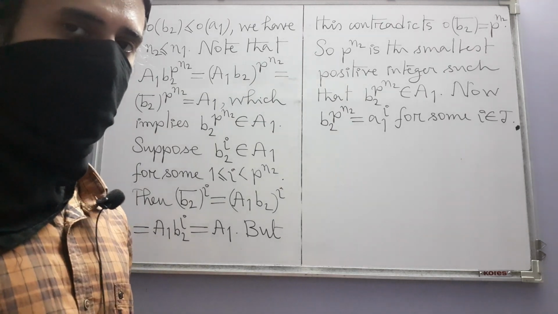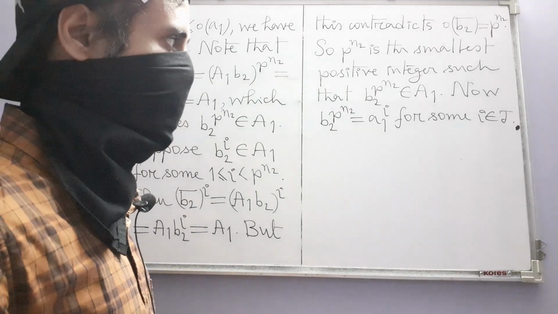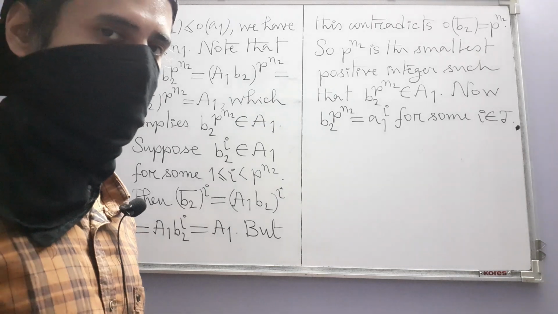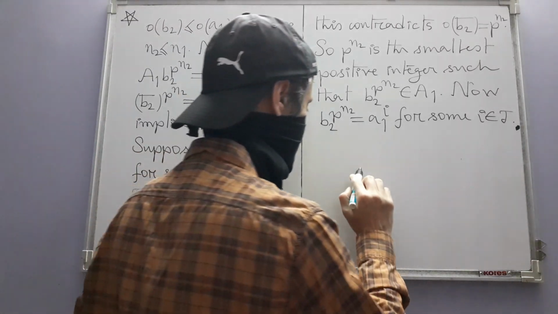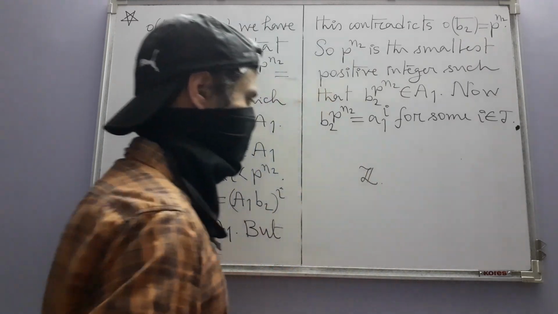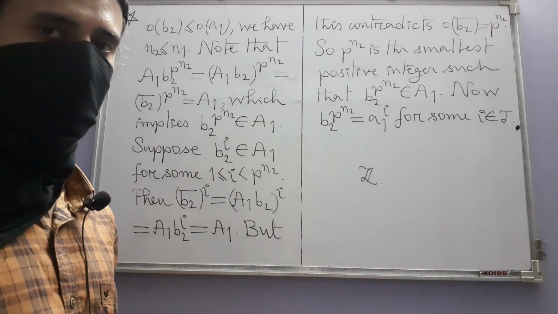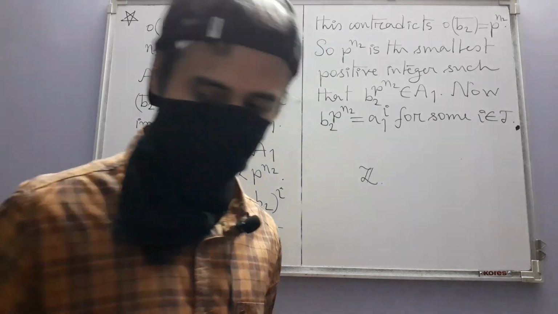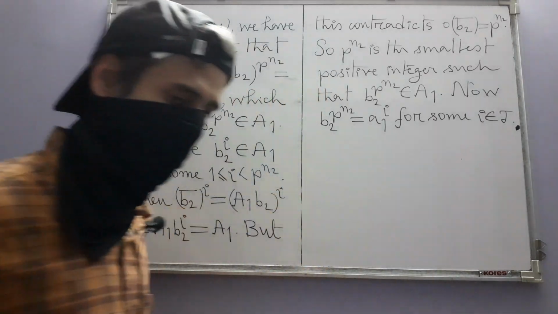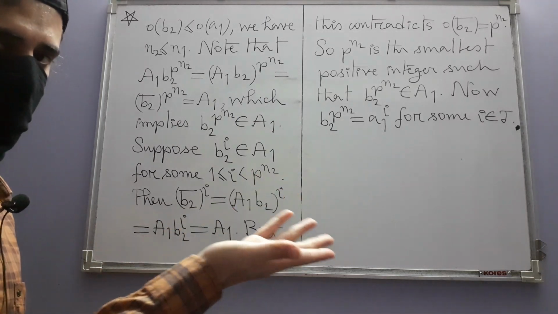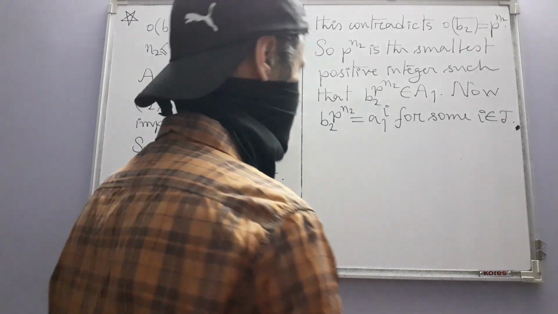Capital J, do not forget, in this book means the set of integers. I don't think it's a standard notation. The standard notation, of course, is this. This is how we denote the set of integers, where Z stands for the German word Zahlen, for numbers. But anyway, here by capital J we mean the set of integers.